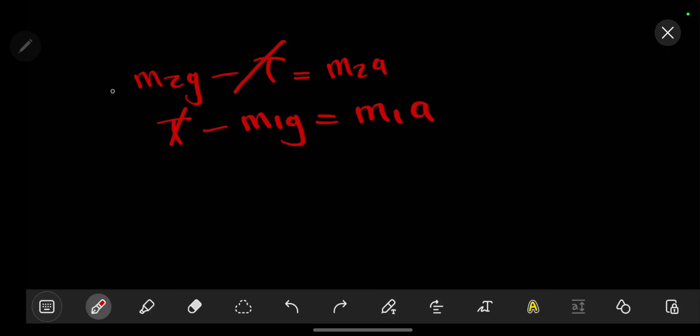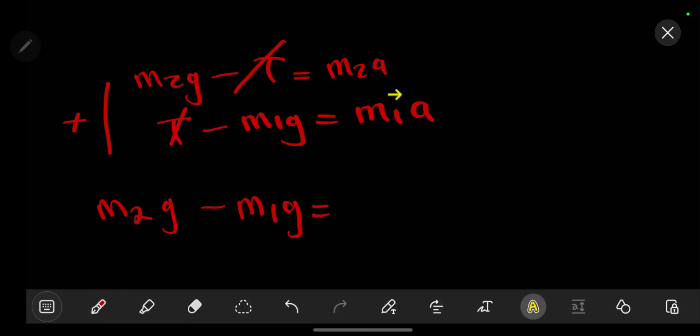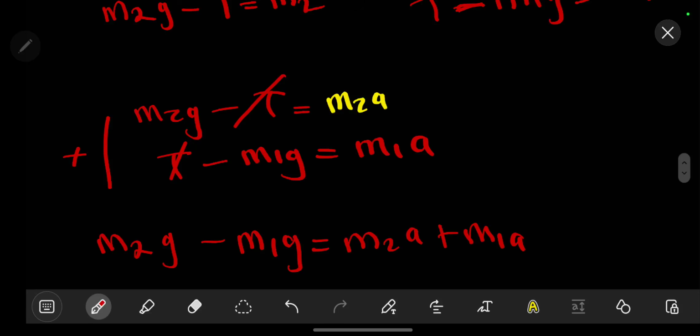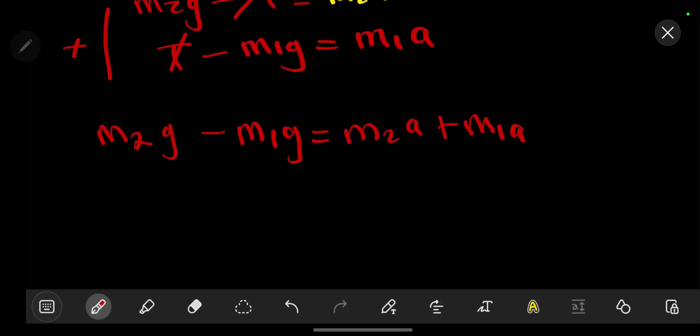Then if you add the two equations, we are going to remain with our M2G. Then we are adding it with, here it is saying minus, so we have our minus M1G should be equal to, we are adding with this, so we have our M2A plus our M1A. So it doesn't matter whether you put this equation on top, it will still be the same answer.